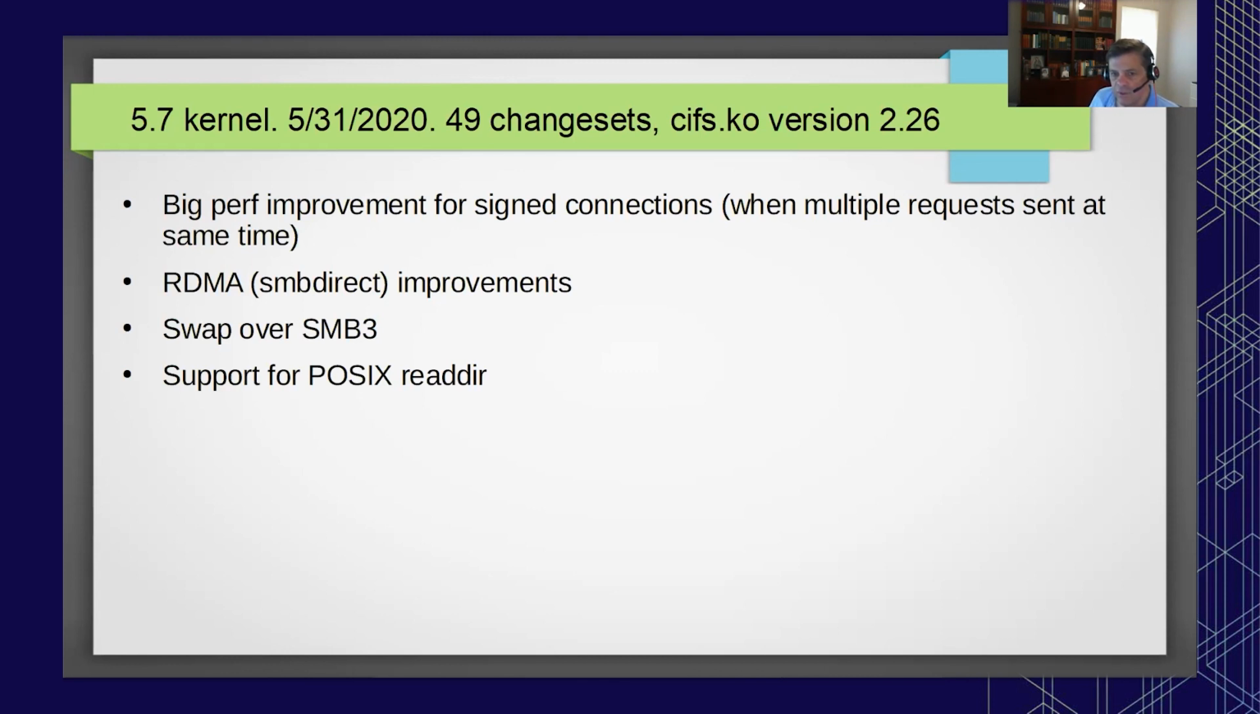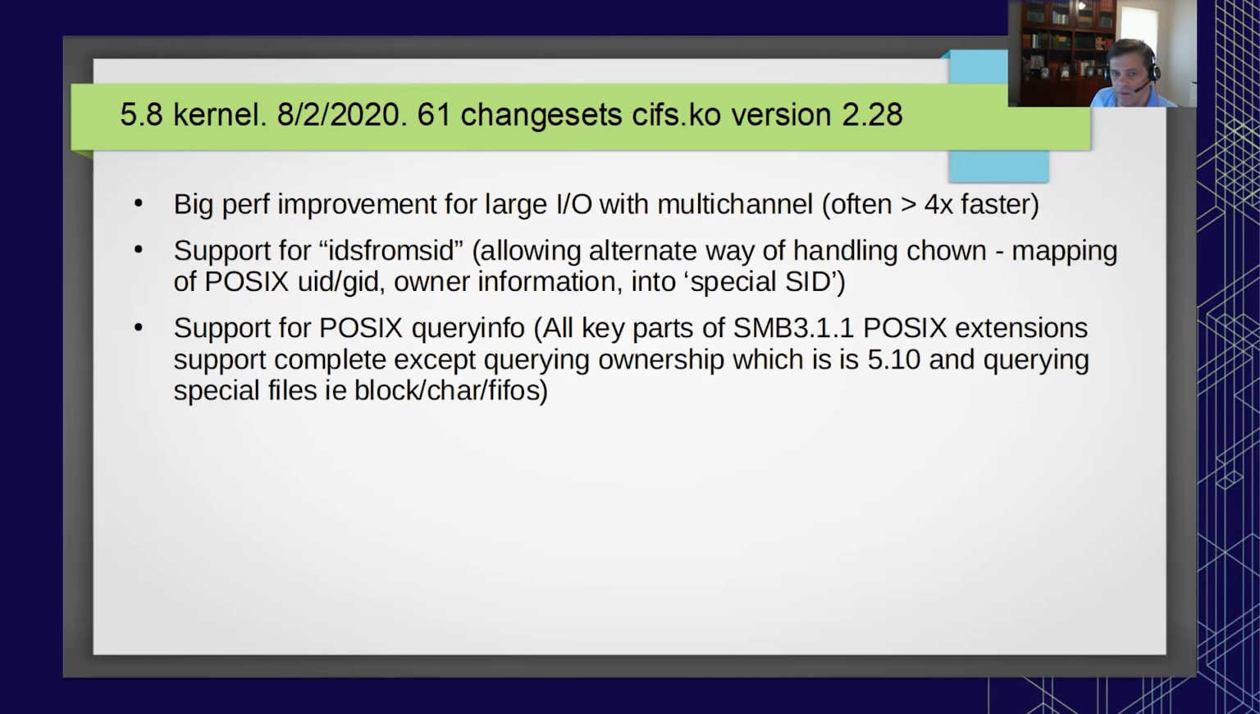In 5.7, we significantly improved RDMA, added the ability to have a swap file mounted over SMB, and we made a big performance improvement for signed connections. Now, in 5.8, we significantly improved the performance of multi-channel.